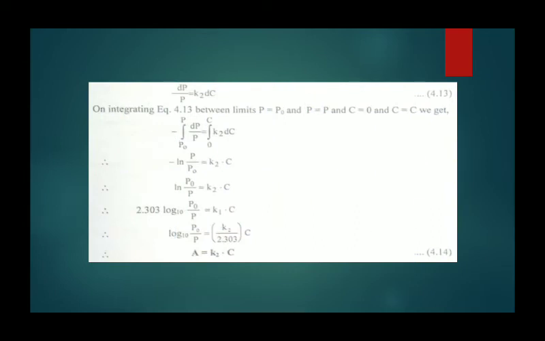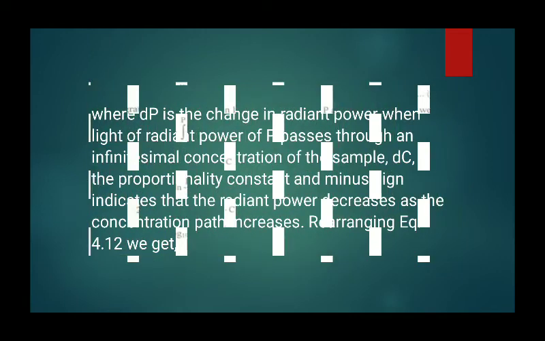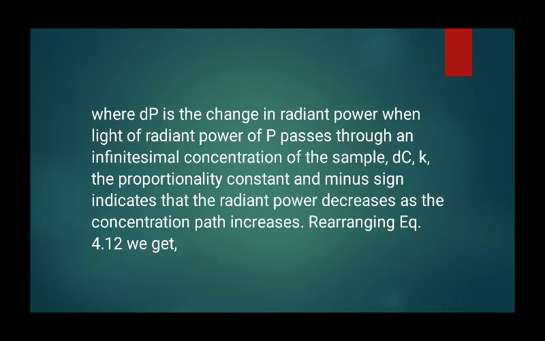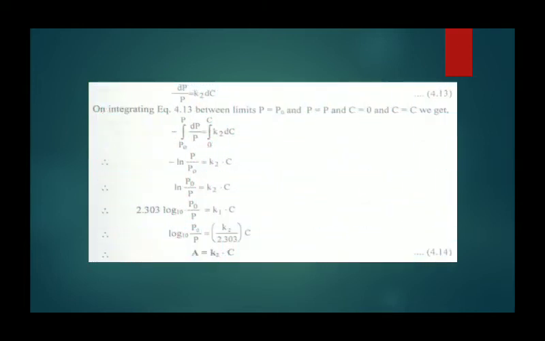Rearranging the previous equation, we get minus dP upon P is equal to K2 into dC. Integrating this equation between proper limits, suppose that the left hand side is integrated between the limits P0 to P and the right hand side is integrated between the limits 0 to C. This equation becomes minus ln P upon P0 is equal to K2 C.